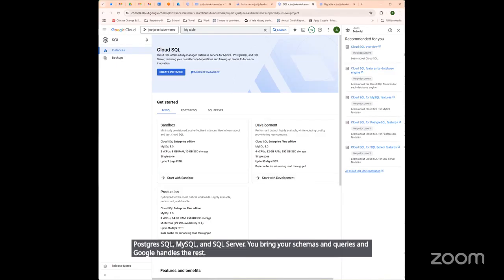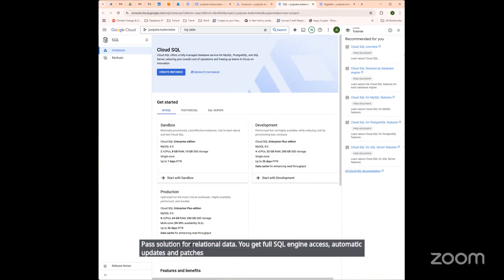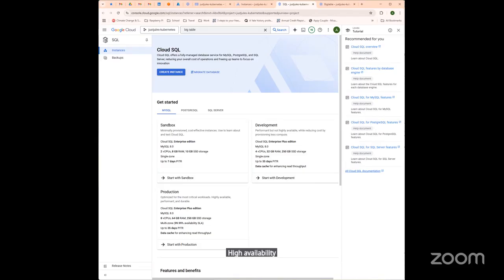So what is Cloud SQL? Cloud SQL is a platform as a service (PaaS) solution for relational data. You get full SQL engine access, automatic updates and patches, integrated backups and replication, high availability and failover, and performance tuning options via built-in dashboards.